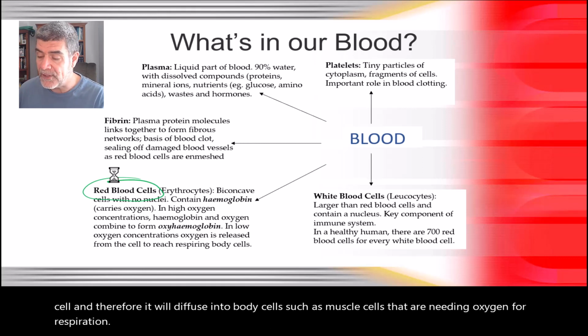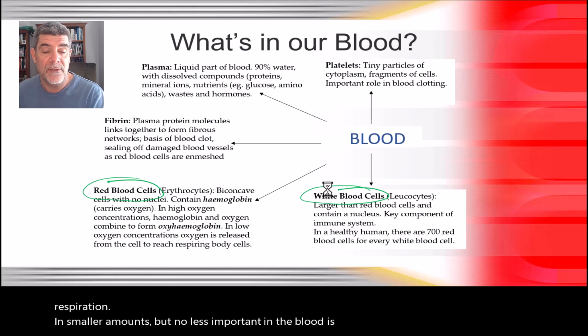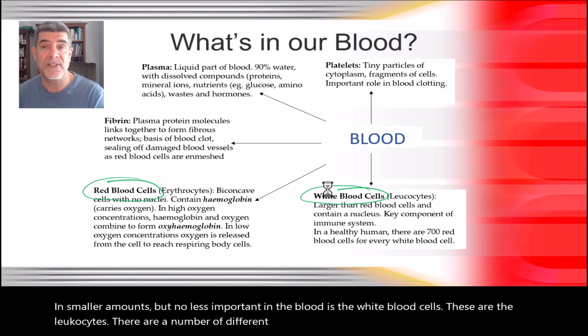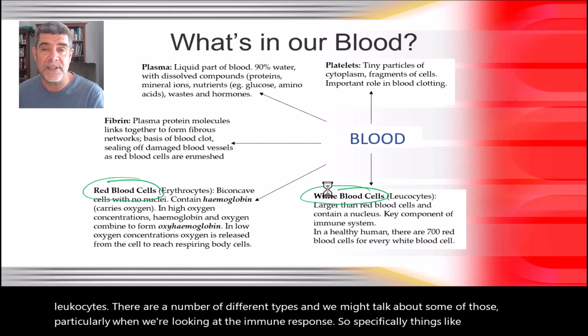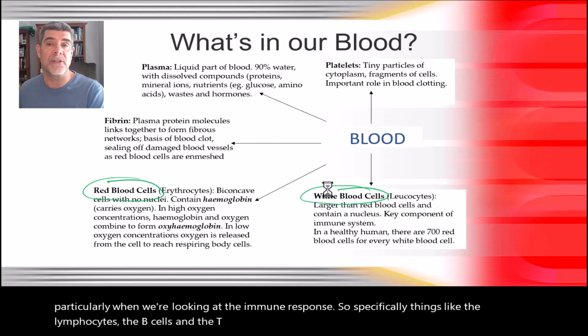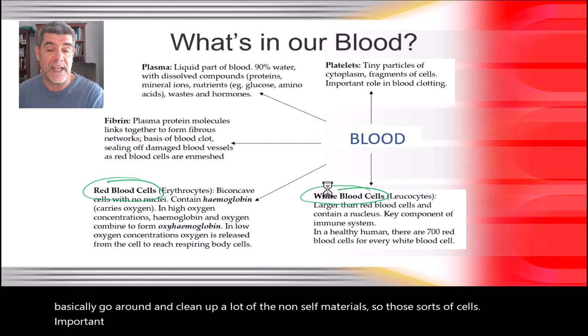In smaller amounts, but no less important in the blood, is the white blood cells. These are the leukocytes. There are a number of different types, and we might talk about some of those, particularly when we're looking at the immune response. So specifically things like the lymphocytes, the B cells and the T cells. Macrophages, a group of cells that are phagocytic, that basically go around and clean up a lot of the non-self material. So those sorts of cells are important in the fight against disease.